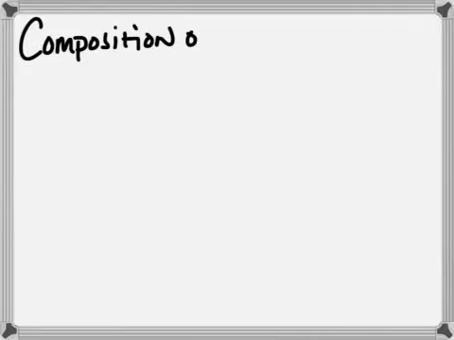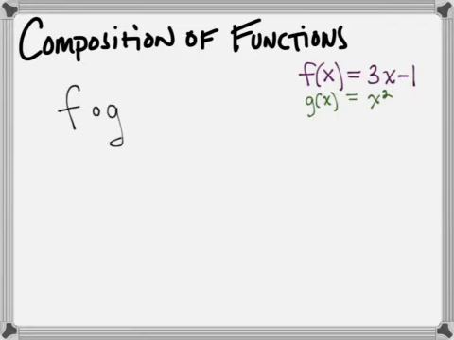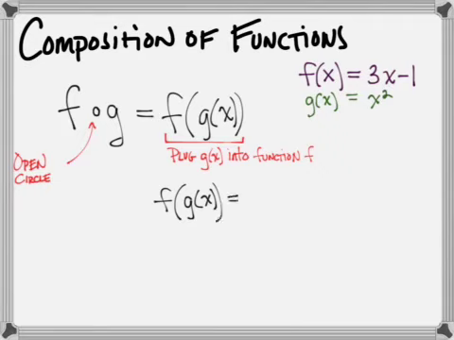A composition of functions basically is we're taking one function and plugging it into another function. So if we take our functions again, 3x minus 1 and x squared, we have our notation of f open circle g, not to be confused with the multiplication where it's a closed circle or a dot. What this means is we take function g and plug it into function f. In our case, we're going to take the x squared and put it where we see the x in function f. So it becomes f of x squared, because that's what g of x is.